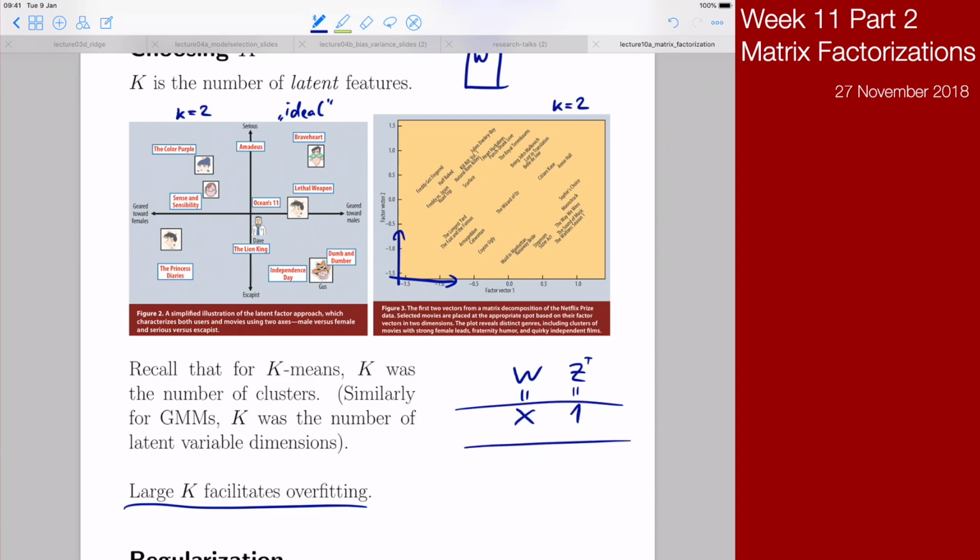Or you could do the opposite thing. You could just say w is my identity matrix and z transpose is my x. So these are valid choices, right? If k is large enough, then there are so many columns that I can just put my entire x matrix here.